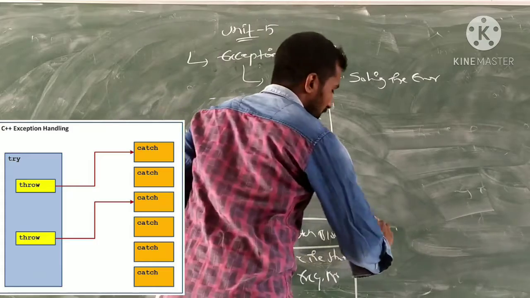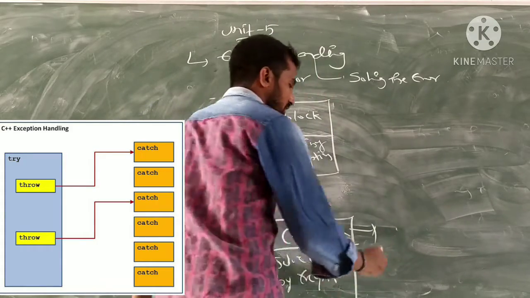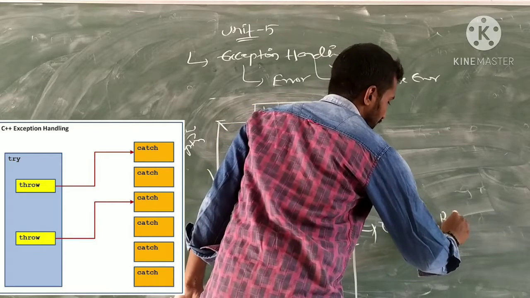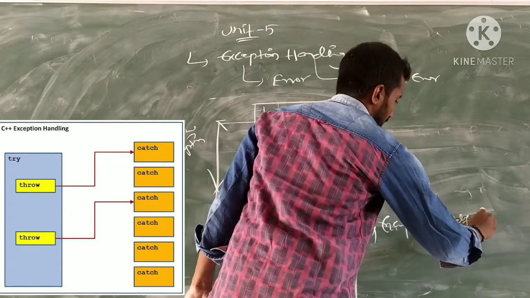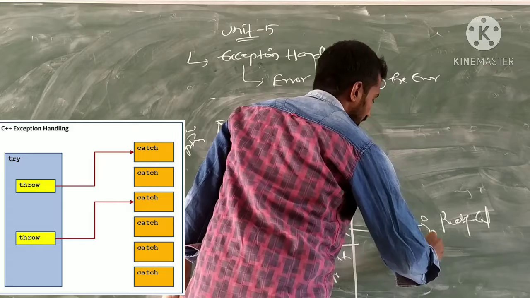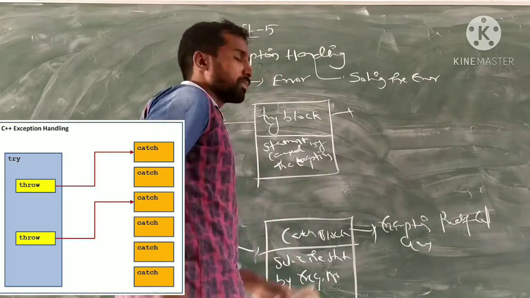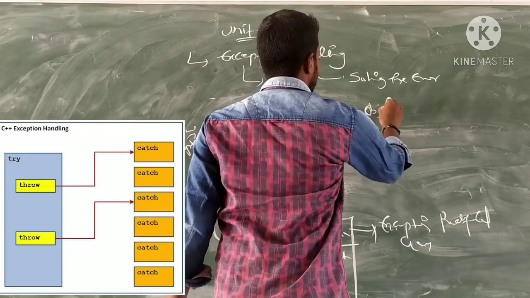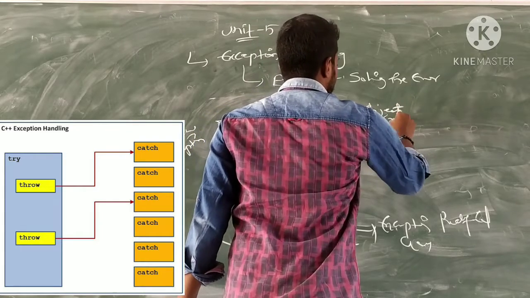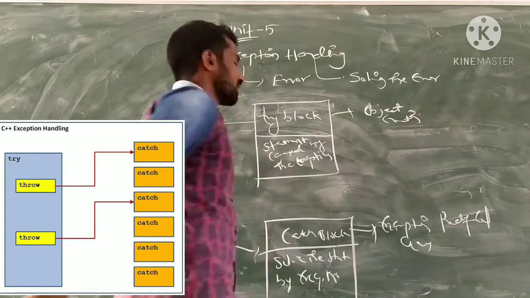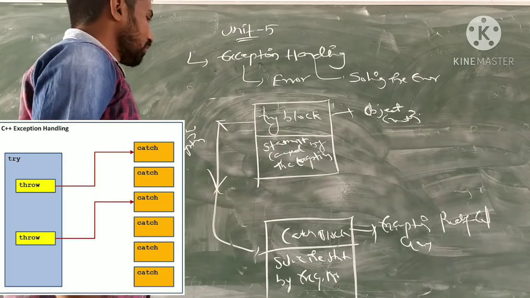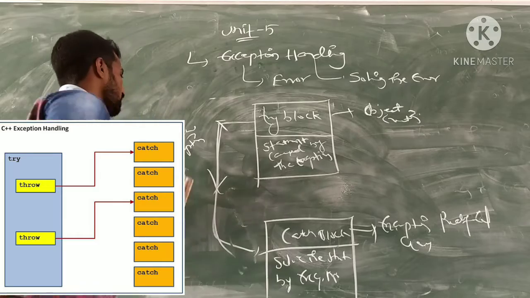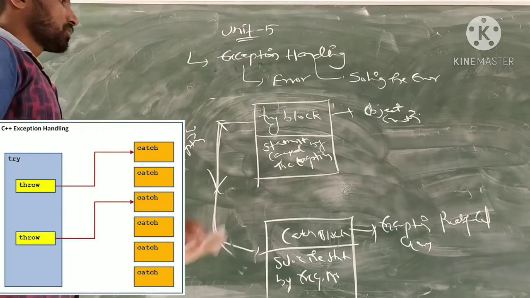Here Exception is a predefined class, and the exception is created as an object. These are the three keywords, try, catch and throw, used in exception handling.